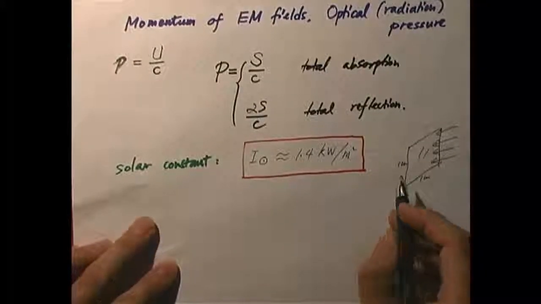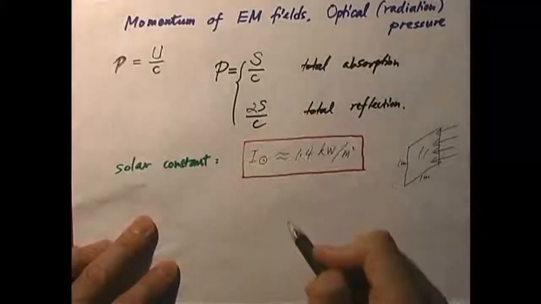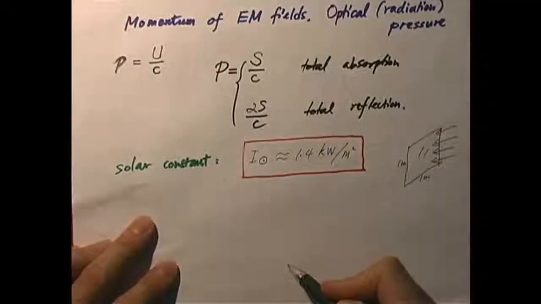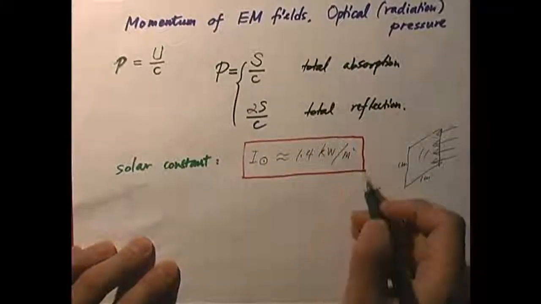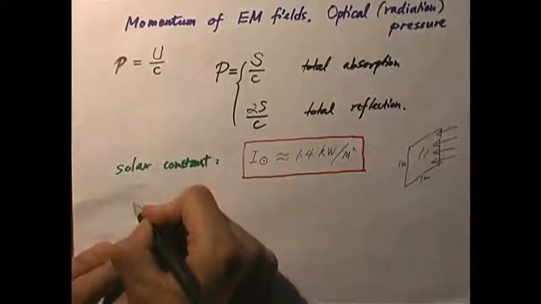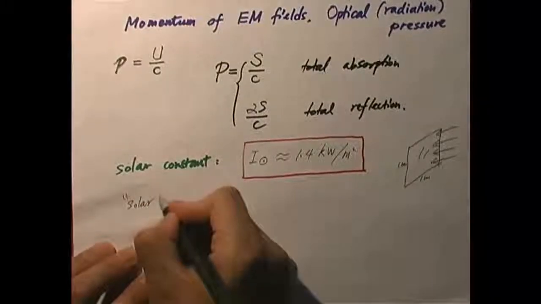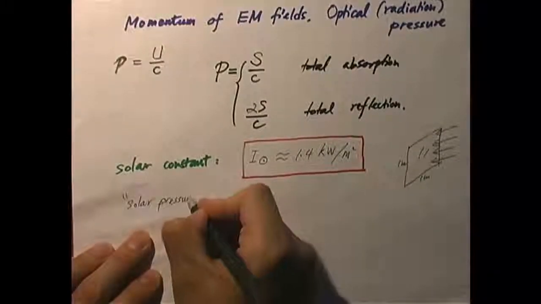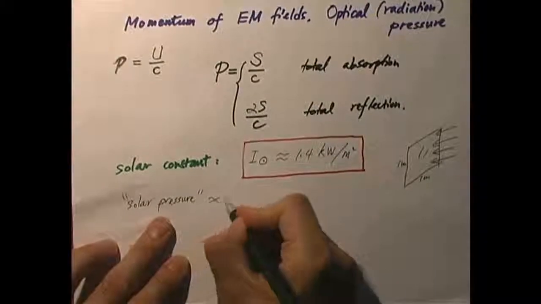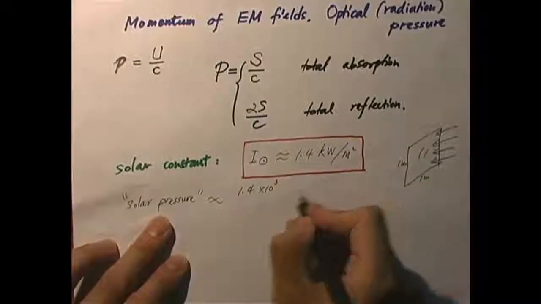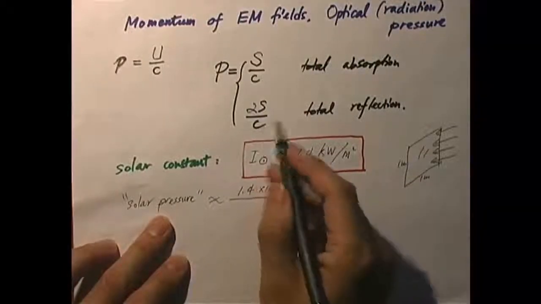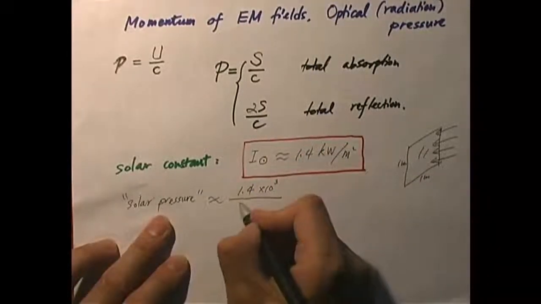Now, my question is, given this, that actually is the Poynting vector, the time average Poynting vector, what is the pressure delivered by sunlight on Earth? Well, it will be this value divided by the speed of light. So the so-called solar pressure on the surface of the Earth is about 1.4 times 10 to the 3, I'm using SI system throughout, divided by c, which is 3 times 10 to the 8.